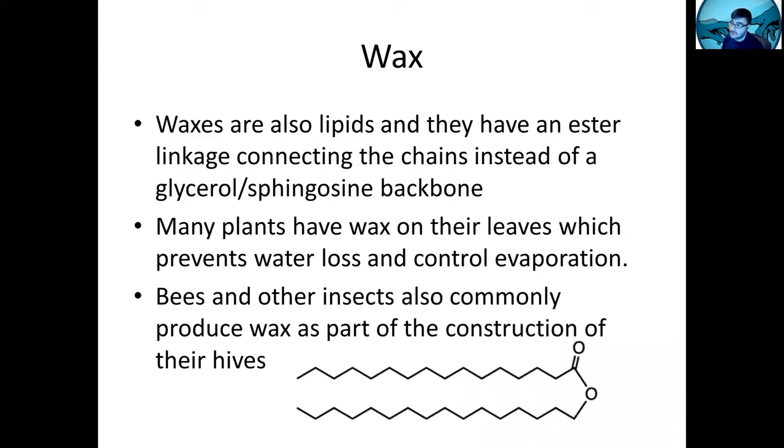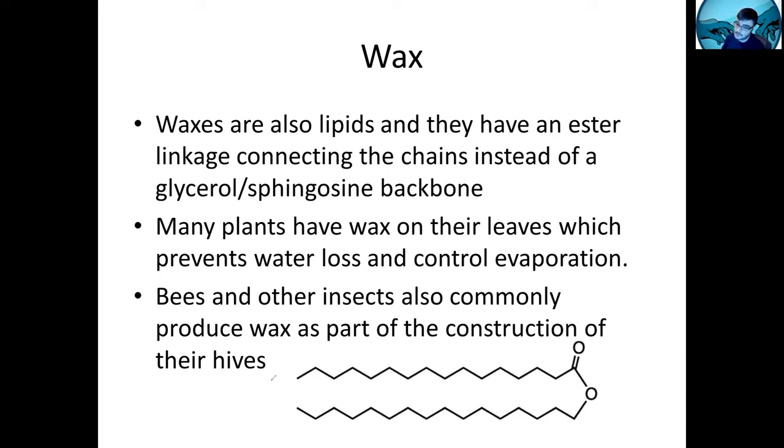Another type of lipid that certain animals have in their bodies is called wax. Waxes are also lipids, and they have an ester linkage connecting the chains instead of a glycerol or sphingosine backbone. Many plants have wax on their leaves, which prevents water loss and controls evaporation, so the leaves don't dry out or absorb too much water. Bees and other insects also commonly produce wax. That's why it's called beeswax. They produce wax as part of the construction of their hives, for honeycombs, a lot of beeswax, right? It keeps structural integrity.